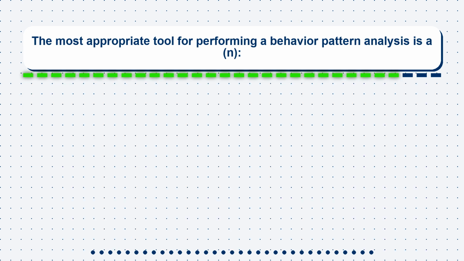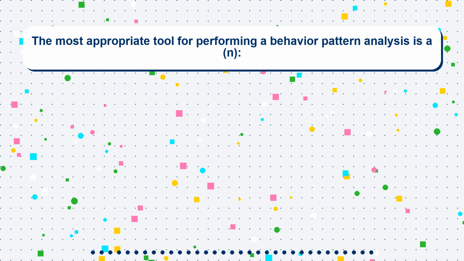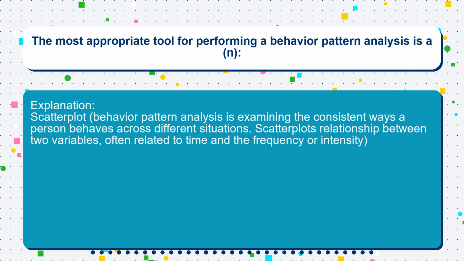Question 8. The most appropriate tool for performing a behavior pattern analysis is... The correct answer is option D, scatterplot. Behavior pattern analysis is examining the consistent ways a person behaves across different situations. A scatterplot shows the relationship between two variables, often related to time and the frequency or intensity.